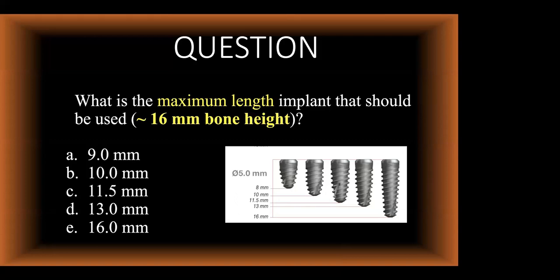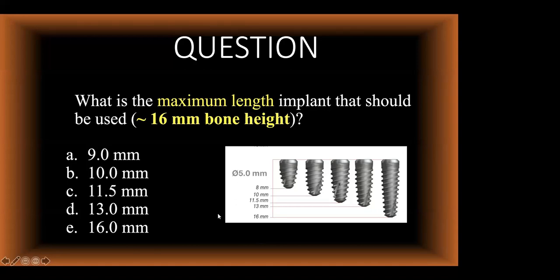Next question. What is the maximum length implant you should use in this area? We have about 16 millimeters of bone height. So it's 9, 10, 11, 13, or 16 millimeters. Please press submit. Okay, and the correct answer is D. Oh, we're 77%. Robert, we got a great group here.